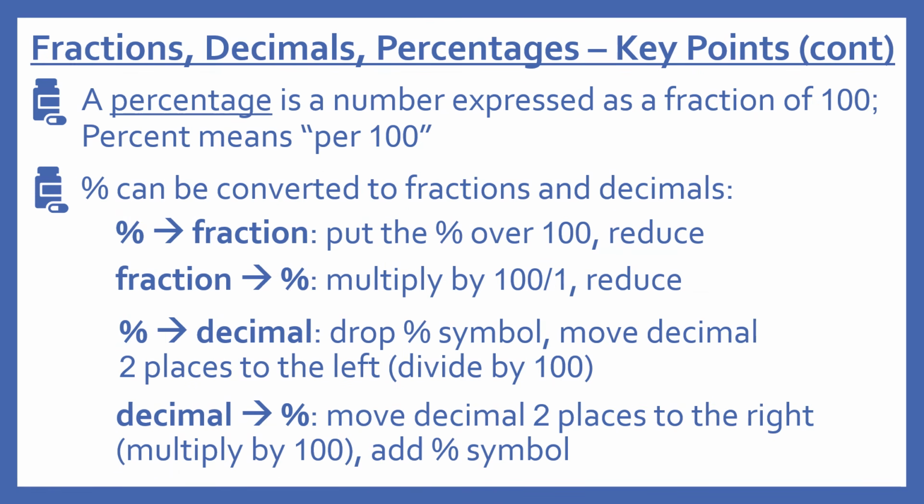Remember, a percentage is a number expressed as a fraction of 100, and percent actually means per 100. Percentages can be converted to fractions and decimals. To convert a percentage to a fraction, put the percentage over 100 and then reduce it to its simplest form. To convert a fraction to a percentage, multiply by 100 over 1 and then reduce it to its simplest form. To convert a percentage to a decimal, drop the percent symbol and move the decimal 2 places to the left. So basically you're dividing by 100. And to convert a decimal to a percentage, move the decimal 2 places to the right. So here you're multiplying by 100 and then adding the percent symbol.